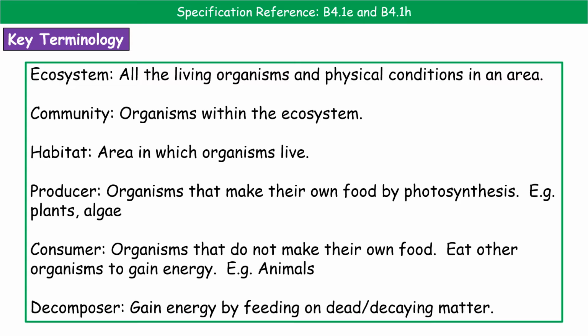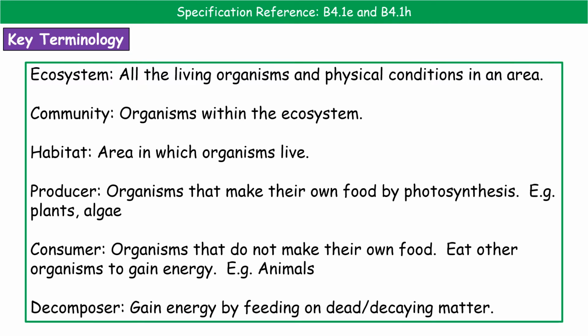And the first thing we need to do before we can really delve into this is to understand some of these key terminology that can come up on the paper. First one, the word ecosystem. This just refers to all of the living organisms and the physical conditions in an area. So when we talk about the ecosystem, it's not just the organisms, it's also those physical conditions as well. So light intensity, water, etc. Community are the organisms within the ecosystem. Habitat, the area in which those organisms live.